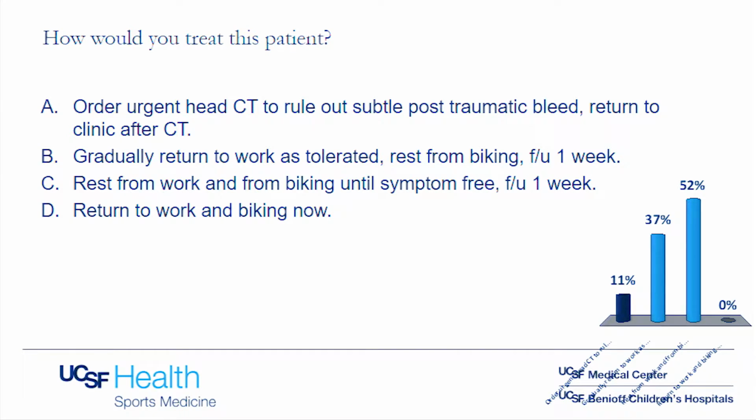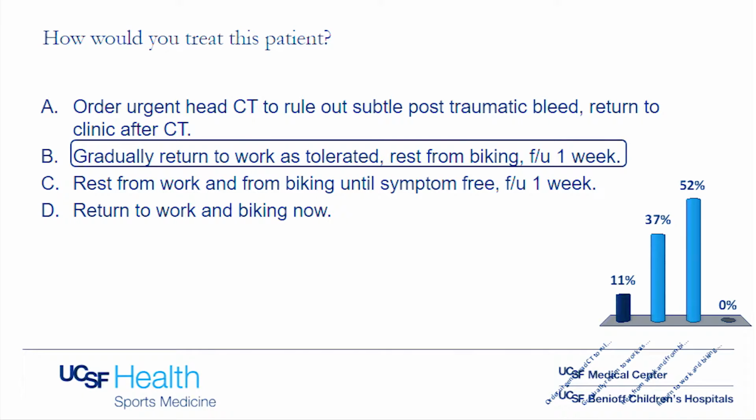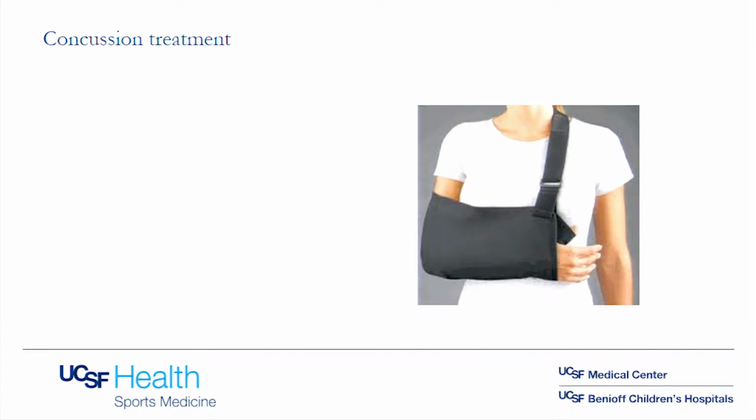All right, great. So we have a good spread. So some folks would like to re-image her head. Some folks would say return to work gradually now, or when tolerated, rest from biking, follow up in a week. And many would recommend resting until symptom-free and then following up with you in a week. And I think what I would do in this case is probably B here. So I would say, you know what, as you're feeling better, start to return to work. But definitely, because she's just had a concussion, not to return to biking, which is high risk. So we'll talk about this. What is the right treatment?